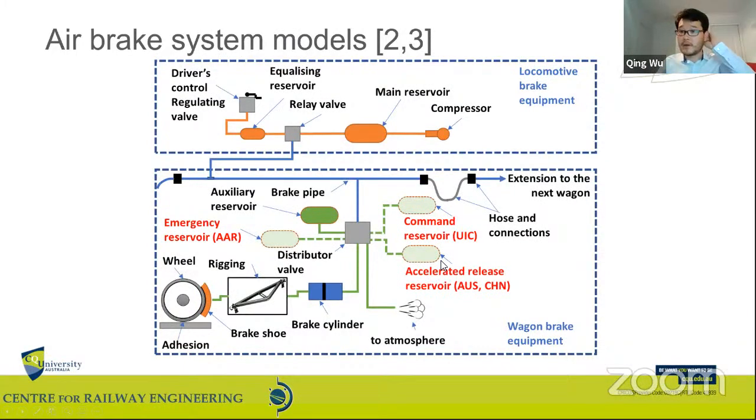Different countries have different brake systems, and they also work a little bit differently. Like in Australia, in China, we use an accelerated release reservoir, because in railways the train is very, very long. When you brake at the first vehicle, it may take 10 seconds for the last vehicle to start braking. So that is something different from road vehicles. In road vehicles, you brake, and at that very instant the vehicle just starts braking. But in railway trains, when you have a 3 kilometer long train, you brake the first one, it might take 10 seconds or even longer for the last vehicles to start braking.